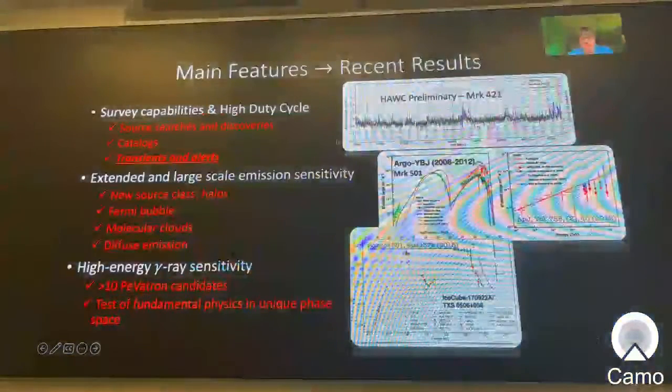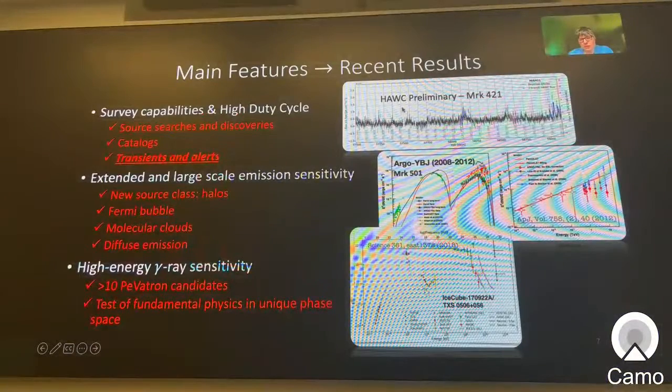So again, not enough time, too much to talk about, but I just wanted to list essentially some of the results. So, for example, Bob has presented at conferences long-term monitoring of material 421 that then also allows you to catch those flares that may happen without notice. And then below that, you see a measurement of such flares from material 501 that monitored the source from 2008 to 2012, and then was able to measure the energy spectrum of these flares.